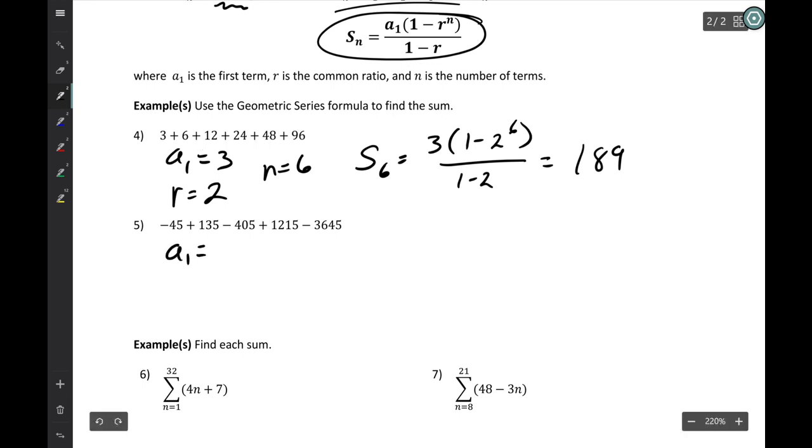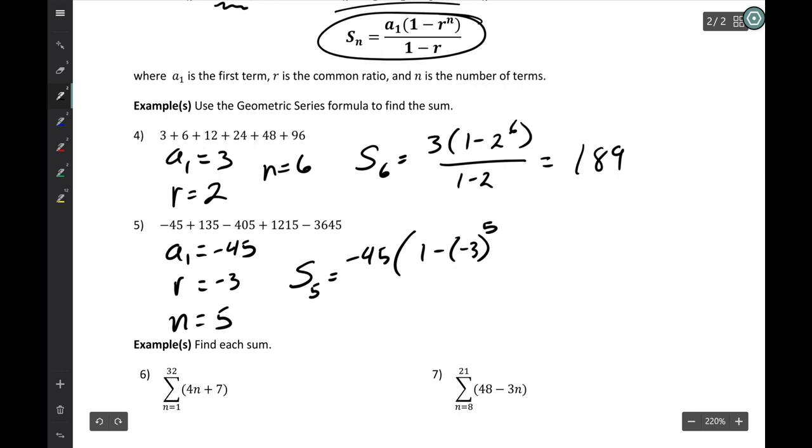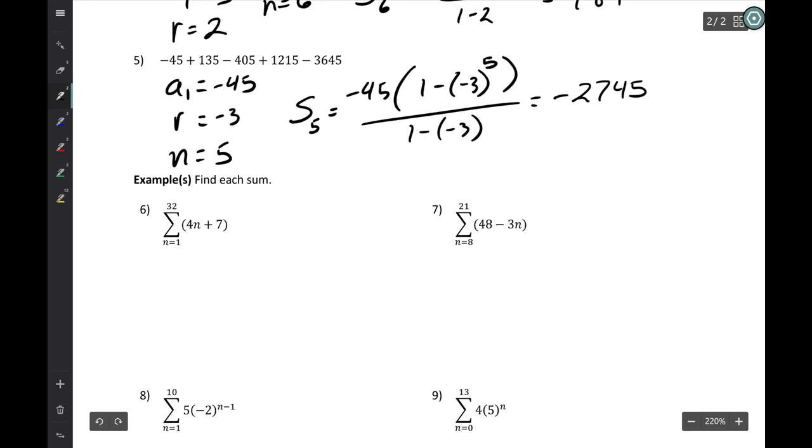This one, same thing. A sub 1, R, N. There's 5 terms. Each time I'm multiplying by -3, and the first term is -45. Plug them in to find S sub 5. S sub 5 is -45 times 1 minus, careful with your parentheses, -3 to the 5th, all over 1 minus -3. Throw this into the calculator, being careful with your parentheses, and you should get -2,745.